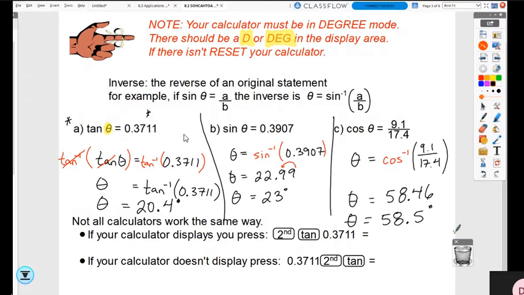Well, there's two ways to put the fraction into the calculator. You can use the fraction button, but what I like to do is type in 9.1 divided by 17.4. The calculator knows to do the bracket first. It'll give me the crazy decimal in there, and it'll also then do the cos inverse of that. Yeah?